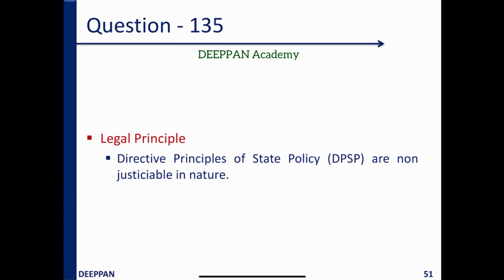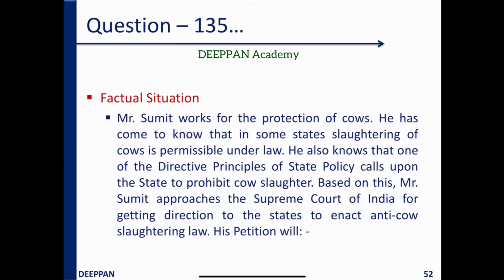Legal principle: directive principles of state policy are non-justiciable in nature. Mr. Sumit works for the protection of cows. He has come to know that in some states, slaughtering of cows is permissible under law. He also knows that one of the directive principles of state policy calls upon the state to prohibit cow slaughter.